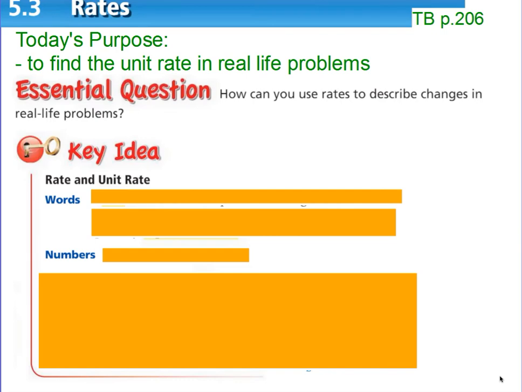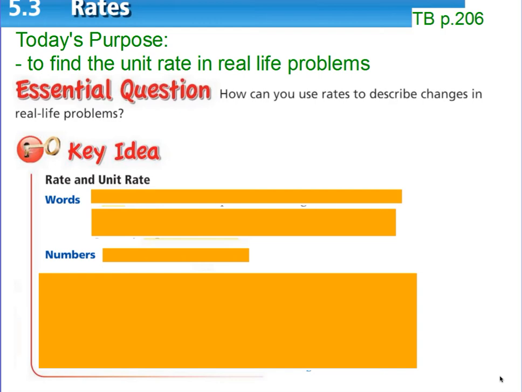Today's lesson is 5.3 on rates, and it is on page 206 of your textbook. Our purpose today is going to be to find the unit rate in real life problems. Now, the first thing I want to do is talk about the difference between ratios and rates.